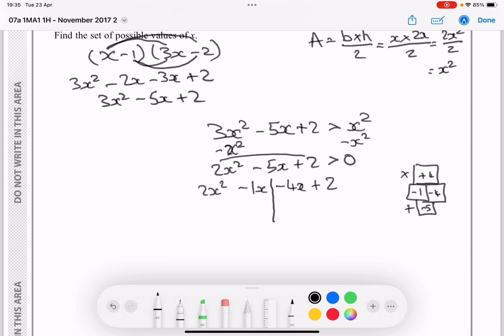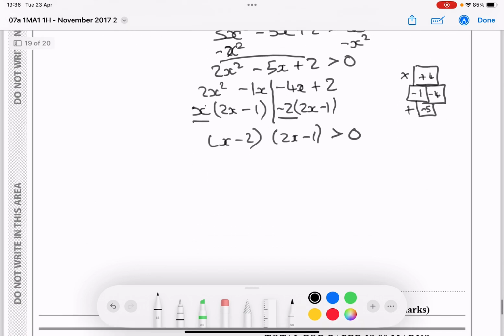Then I factorise this first bit so I can take out just an x. I can take an x out, leaving me with 2x minus 1. Always keep the second bracket the same, so I've got 2x minus 1. What do I times 2x by to get negative 4x? It's minus 2. And of course, minus 2 times minus 1 is plus 2. That's great. So what I've now got, that and that go together. So I've got x take 2, and I've got 2x minus 1, and these are greater than 0.